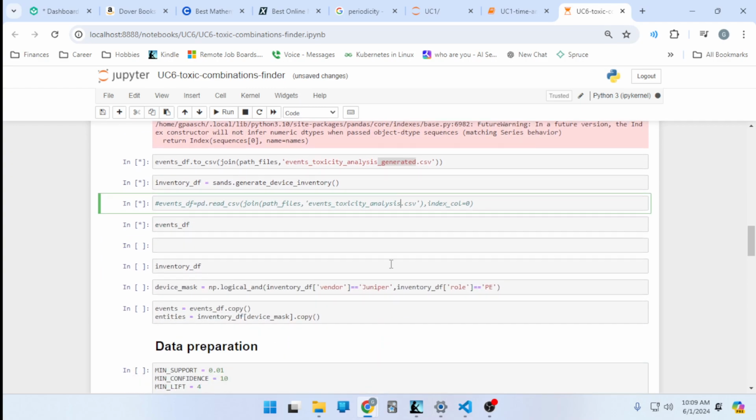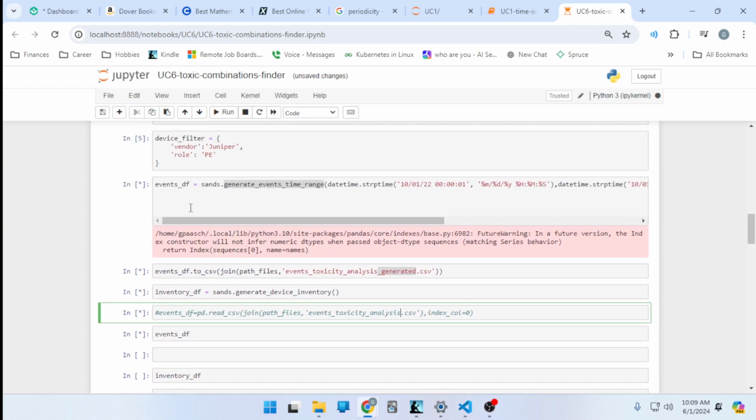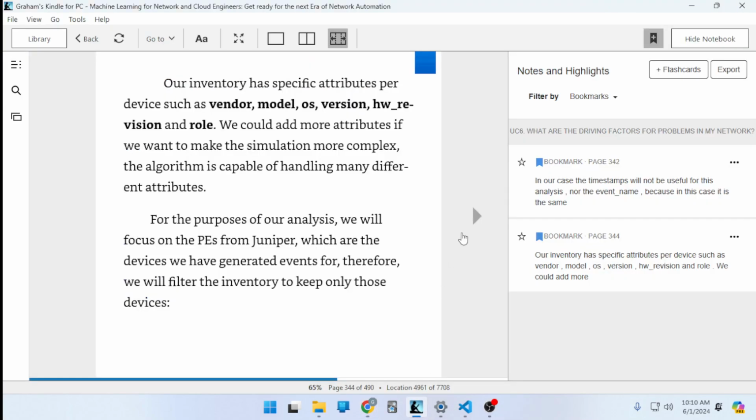So yeah, because we already have events DF, this is just to save the results of this. But once you have events DF defined, you don't need to pull it in. This line is purely for using a pre-generated file. All right, moving on with the reading.